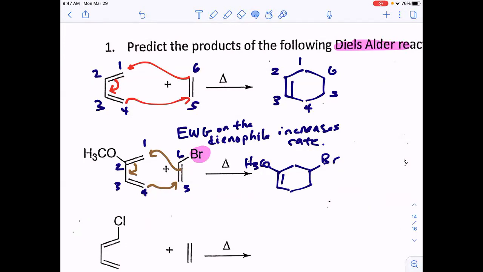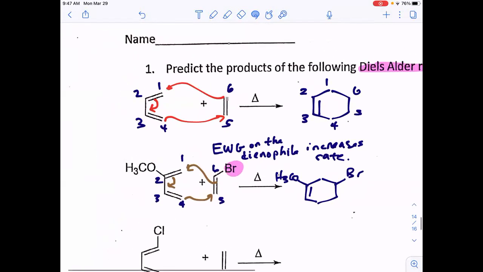Now, oxygen is kind of a little bit of an anomaly because it's highly electronegative, but it's also a really good donor. So, go figure. Oxygen is different. But if you look on the diene, it's the opposite. You have a methoxy group right here.